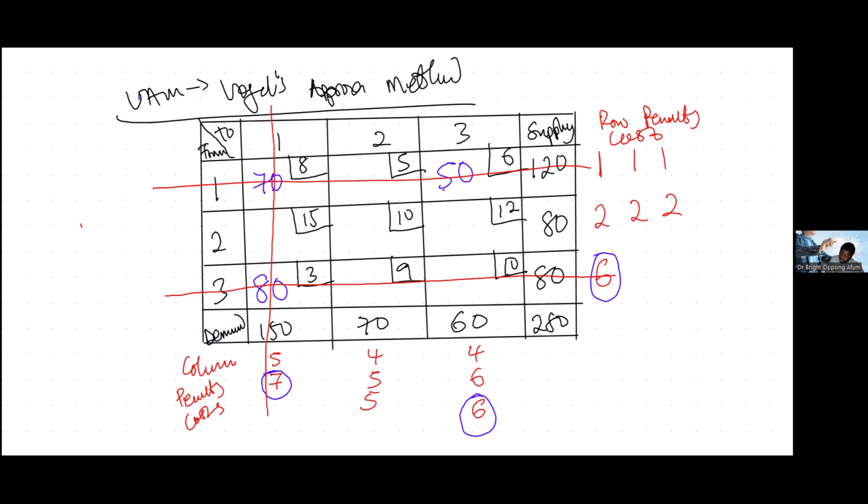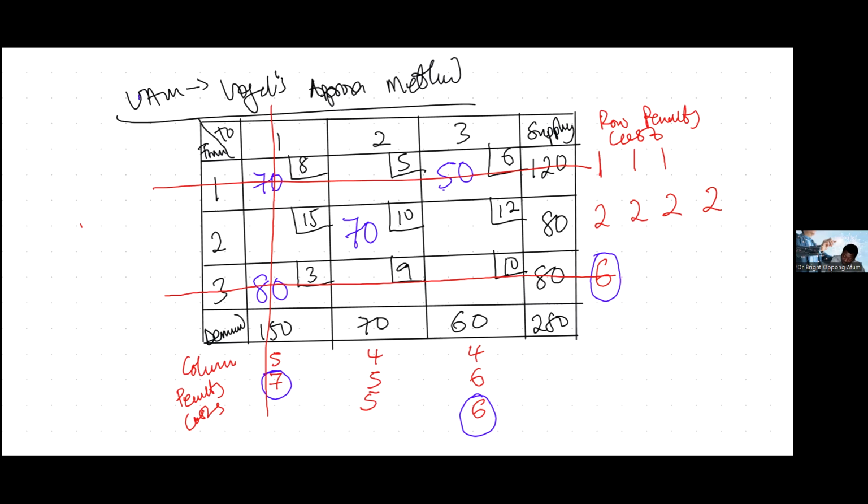The difference is 2. So now we allocate in the minimum cell here, which is the 10, right? We allocate here. So how much can be allocated here? We have 80 on the supply and we have 70 here. So we can only allocate 70, so that will satisfy the column constraint, which is 70, and also the row constraint, which is 80, right? Good. So 70 must be assigned here, right?